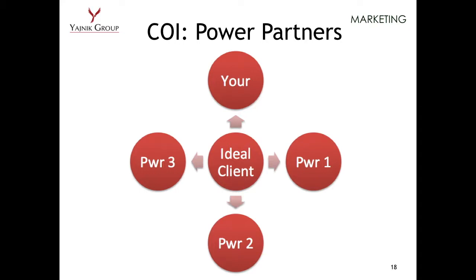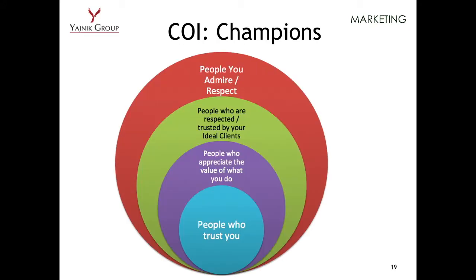The next part, or the third element, is your center of influence champions. This is probably one of the more challenging networking concepts to think about. Your center of influence champions are people who can influence your ideal client. If you think of the sphere of people that your ideal client knows and the sphere of people that you know, your champions are going to be people that not only you admire and respect, and not only people who are respected and trusted by your ideal clients, but also people that get the value of what you do, and they have to trust you.